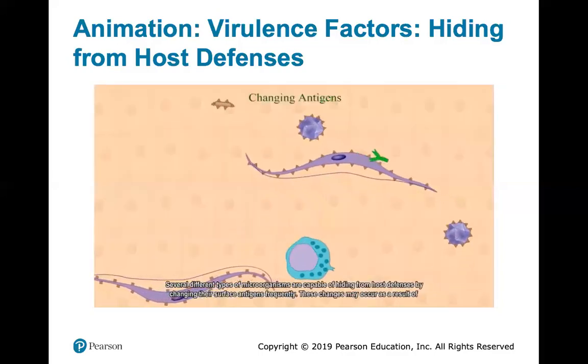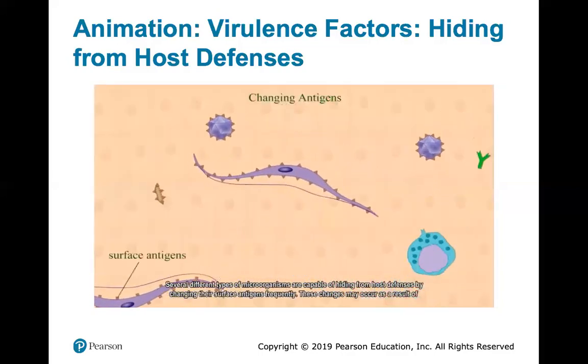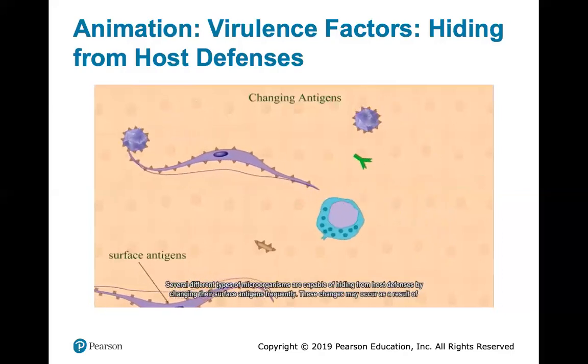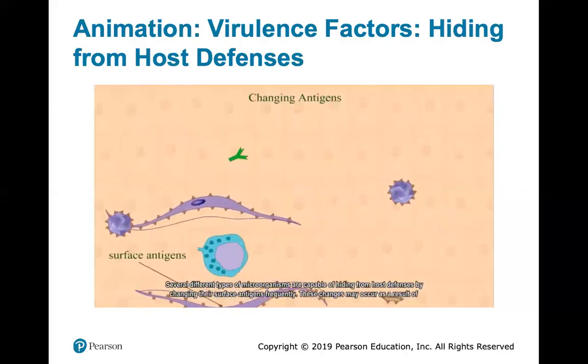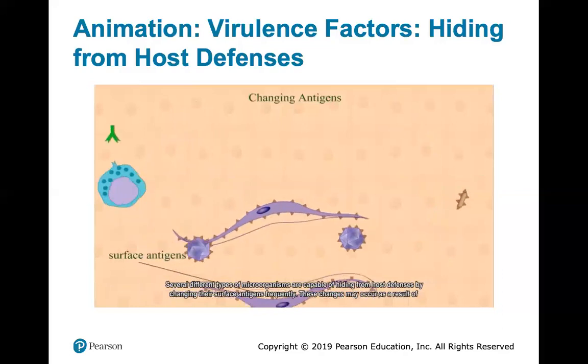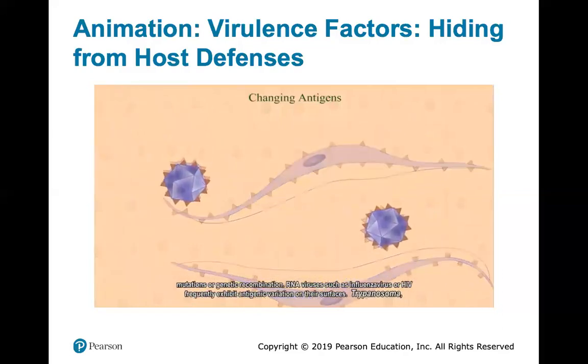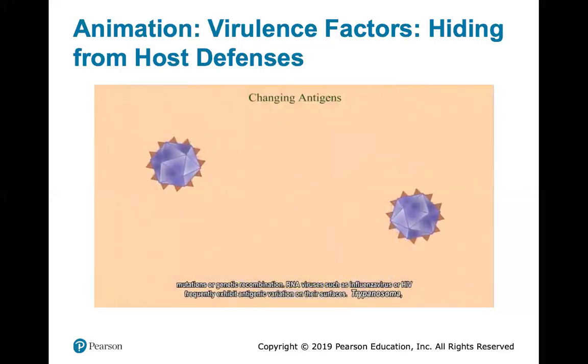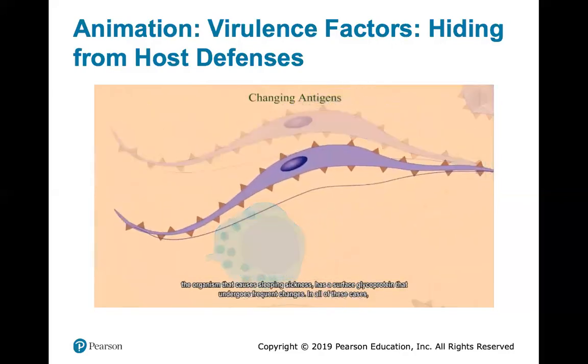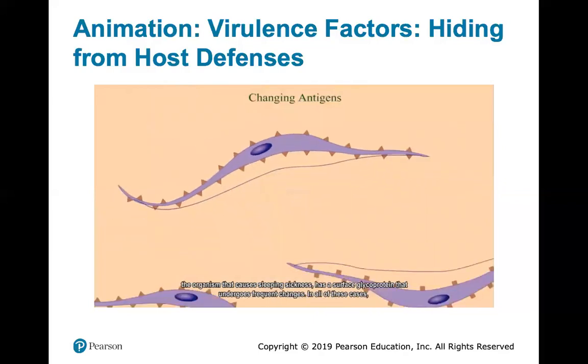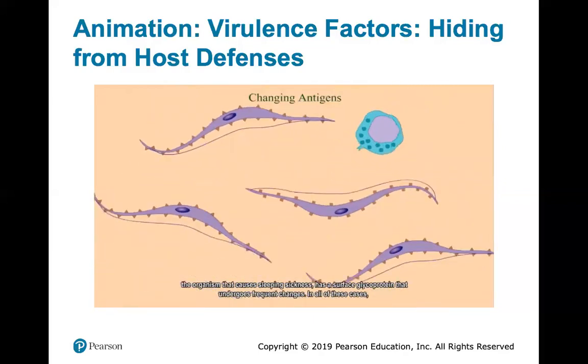Several different types of microorganisms are capable of hiding from host defenses by changing their surface antigens frequently. These changes may occur as a result of mutations or genetic recombination. RNA viruses such as influenza virus or HIV frequently exhibit antigenic variation on their surfaces. Trypanosoma, the organism that causes sleeping sickness, has a surface glycoprotein that undergoes frequent changes.